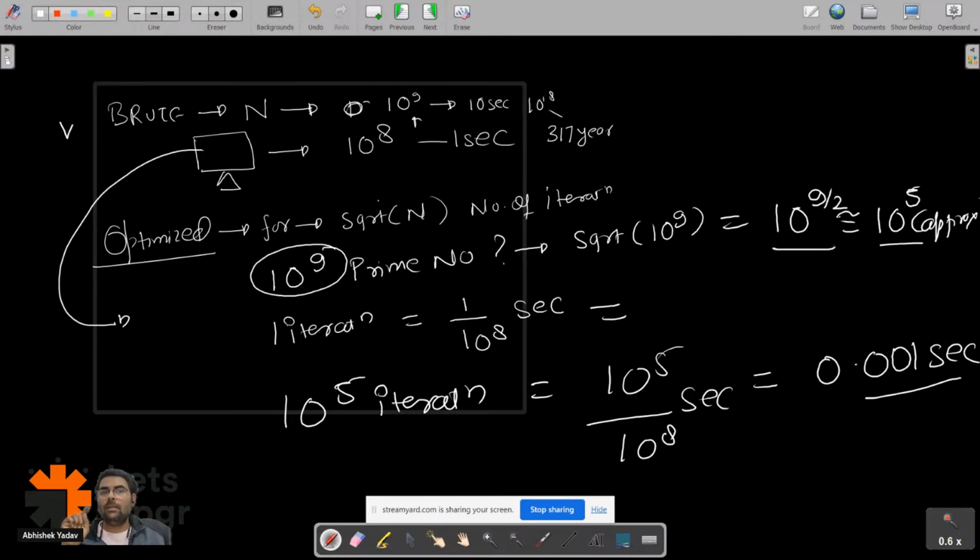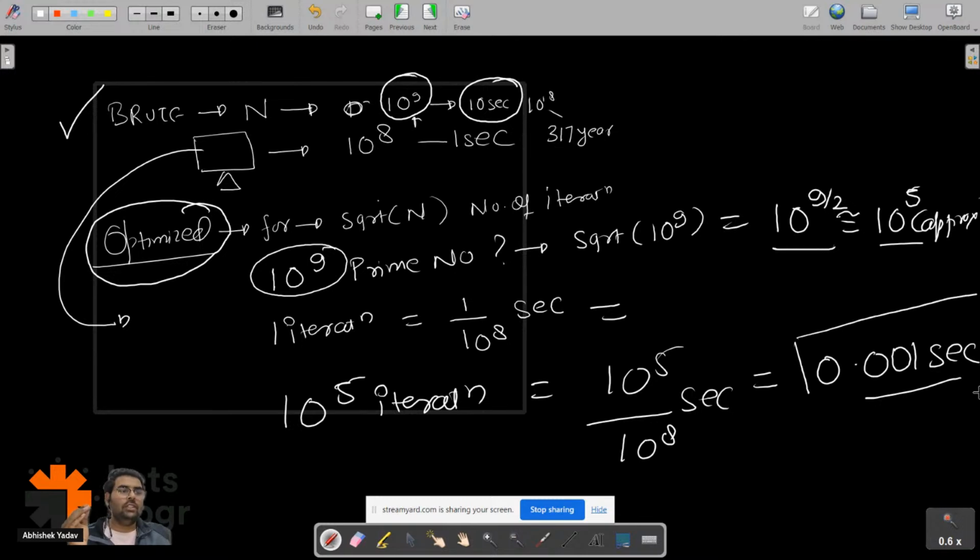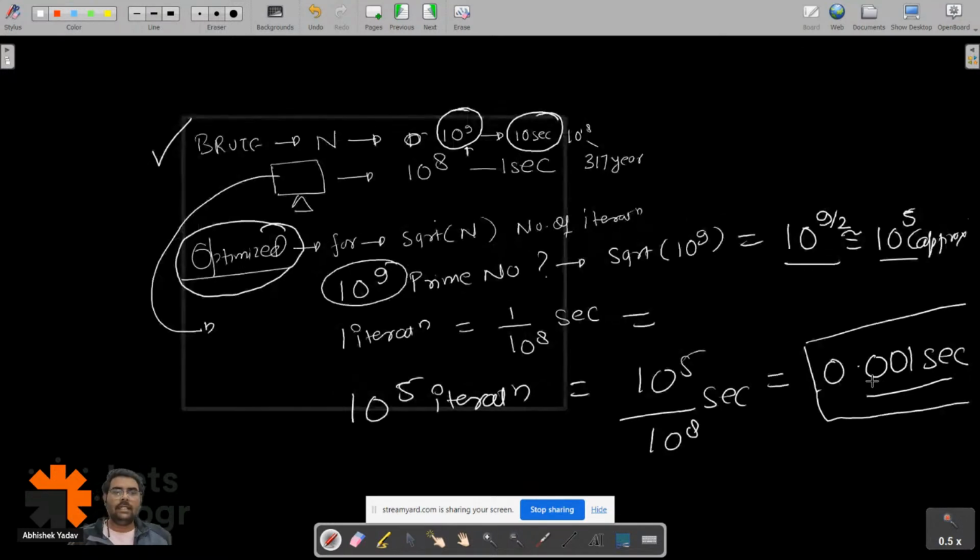So when you are implementing the brute force solution to check whether 10 to the power 9 is a prime number or not, your computer is taking 10 seconds. Okay, and when you came up with the optimized solution on the basis of some observation, you are saying that for the same input, your computer is taking 0.001 second. Okay, 0.001 second. यहाँ तक clear है, right?